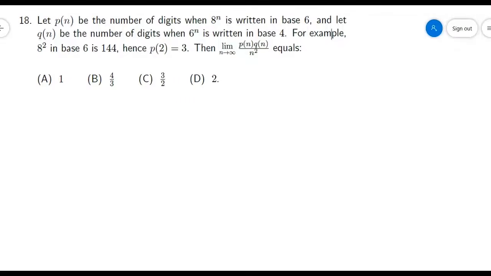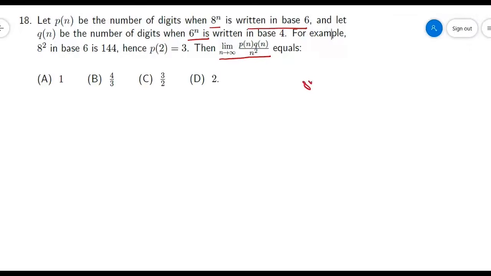Now question number 18 says: let P_n be the number of digits when 8 to the power n is written in base 6, and let Q_n be the number of digits when 6 to the power n is written in base 4. We need to find this limit, which is limit n tends to infinite P_n Q_n upon n square. Now there is a direct formula for that.